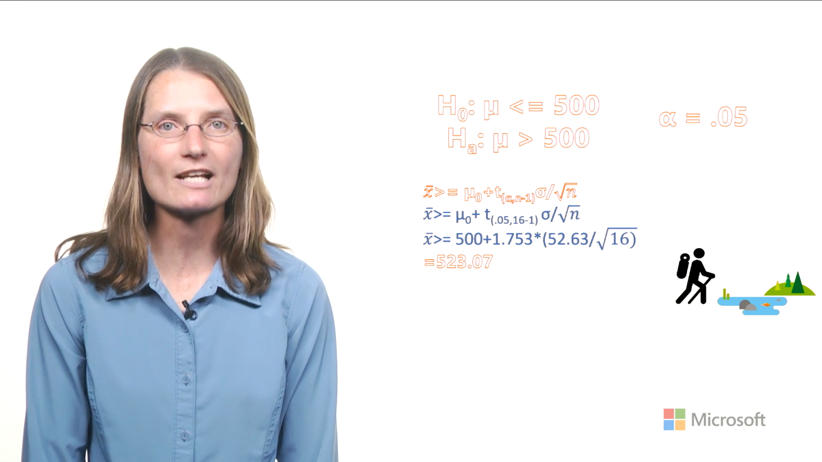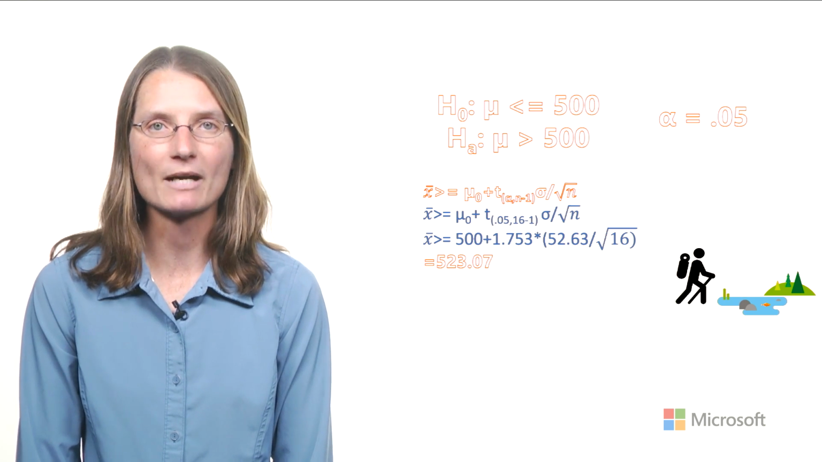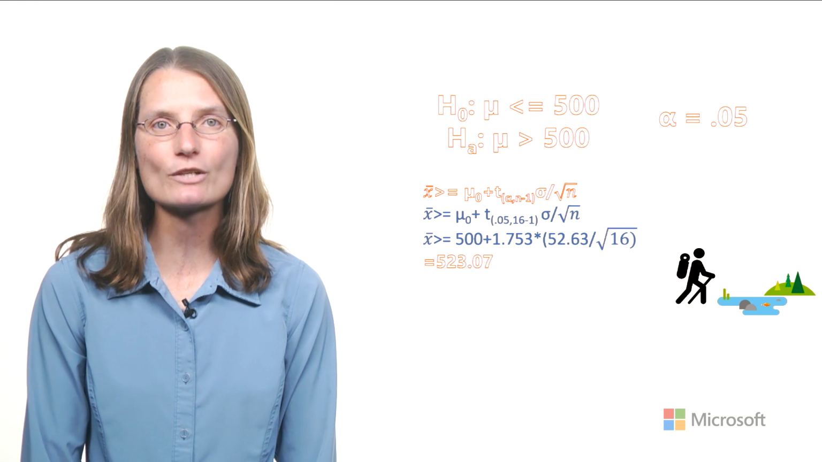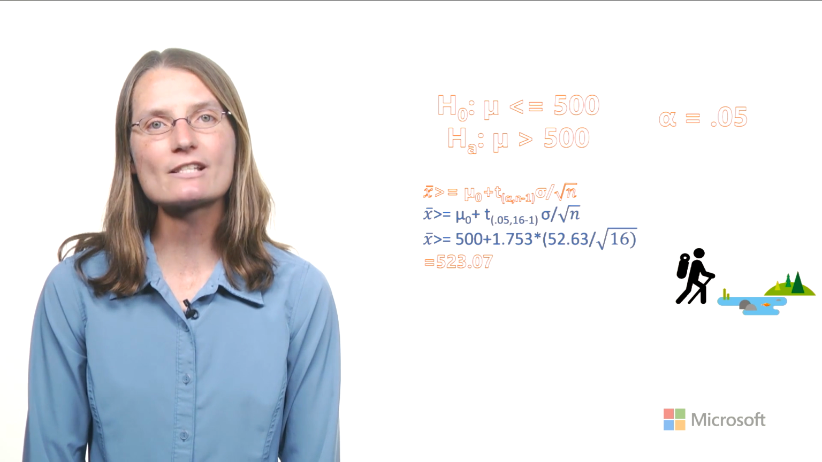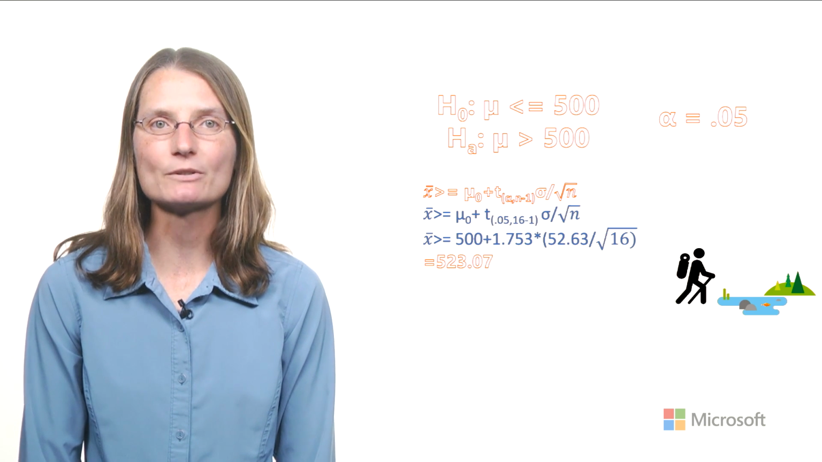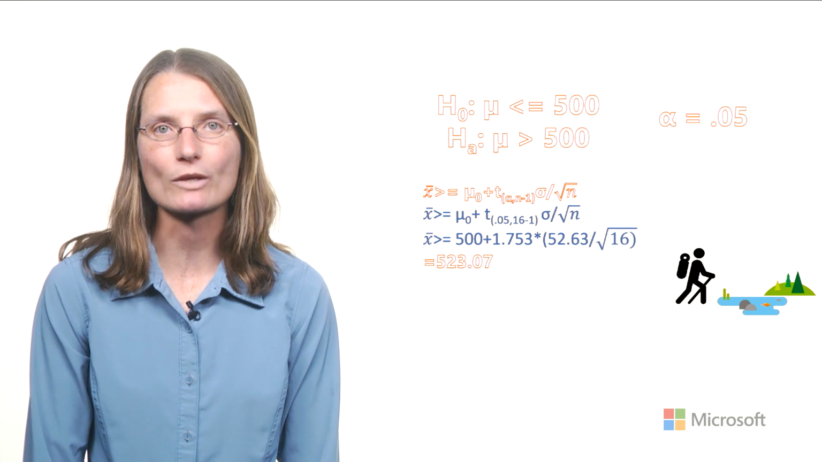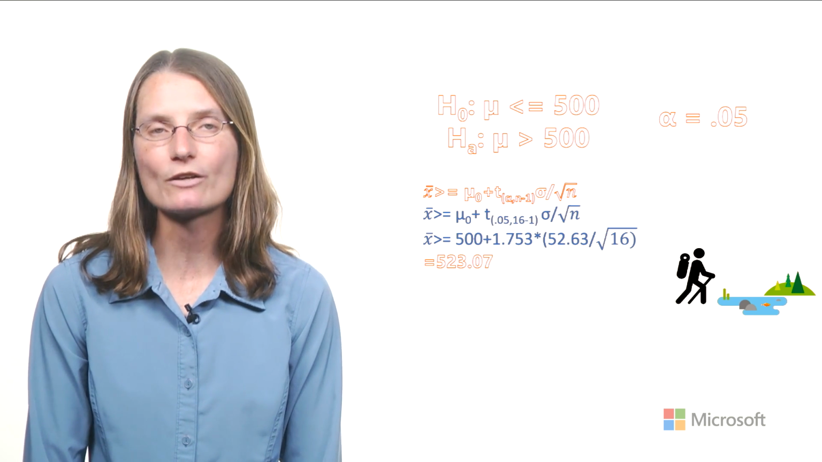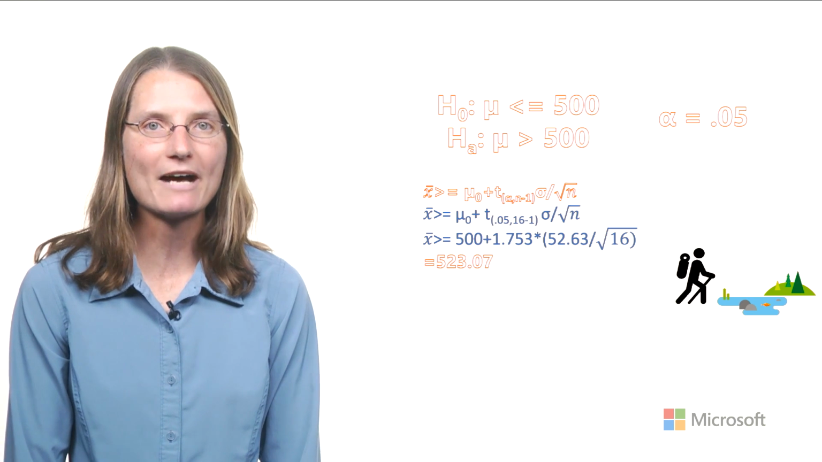In this version of the study, you sample 16 people, so your degrees of freedom is 15, n-1. When alpha equals 0.05, t with 15 degrees of freedom is 1.753. If we know the sample standard deviation is 52.63, and we have sampled 16 hikers, we find that the critical value is 523.07. If our sample results in an average that is greater than 523.07, we reject the null hypothesis.